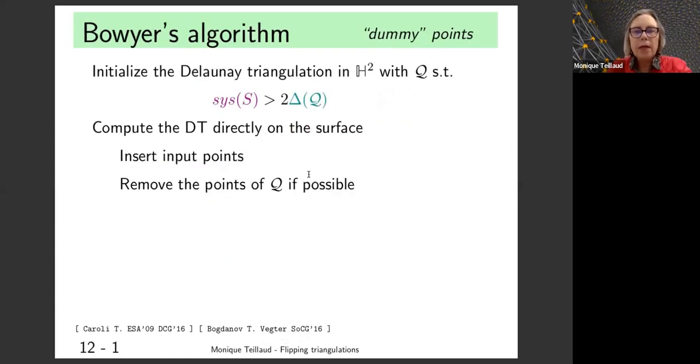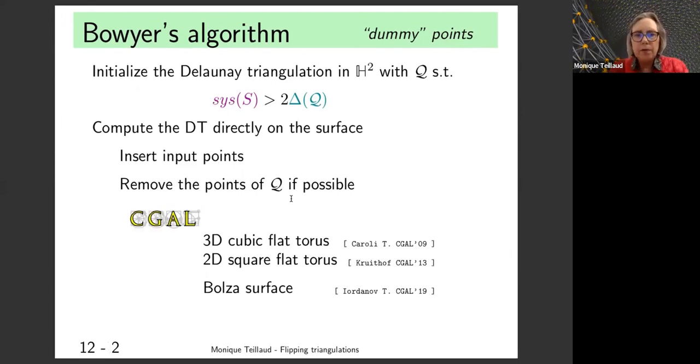But so the algorithm on the surface, the idea in practice, is just to find a set of what we call dummy points, some points that satisfy this condition. And then you can just apply Boyer's algorithm on the surface. But in the end, you have those additional points, so if possible, you try to remove them. In practice, it works quite well. And so we have used this in CGAL for the flat torus, first in 3D, because we had questions by astronomers about having some software to do that, and then in 2D. And also more recently, we have introduced a package for the Bolza surface based on this idea.